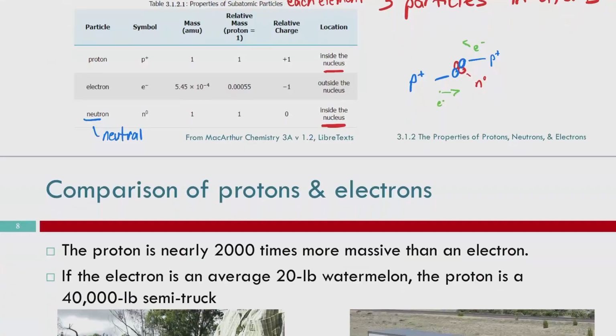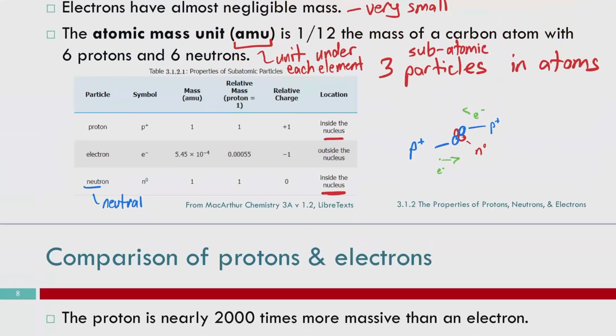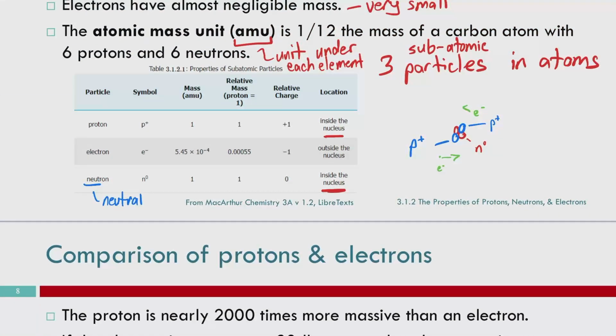Cool. Another comparison between protons and electrons. The proton is about 2,000 times more massive than an electron. If our electron, our small particle, is a watermelon, who knows what our big particle would be? What's 2,000 times bigger than a watermelon? More mass.